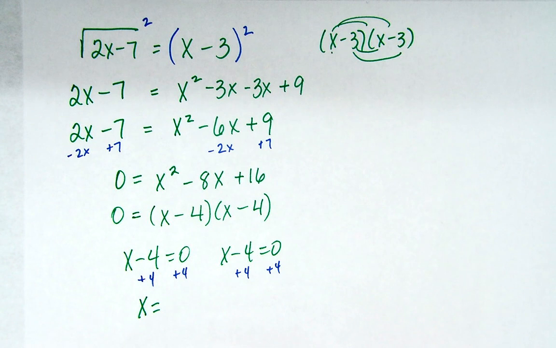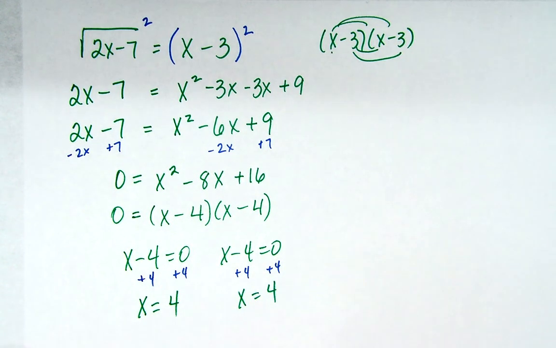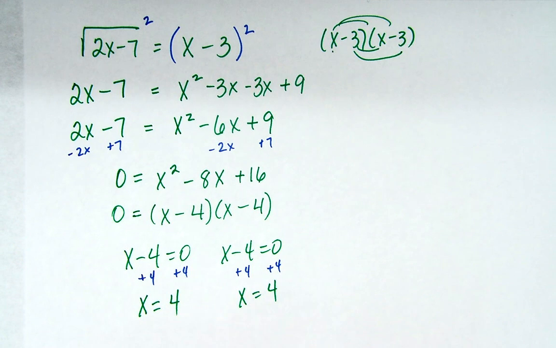So what does x equal? 4 and 4. So did I get two answers? Yes, they are the same. Is that allowed? Yes. Could they be different sometimes? Yeah. So what do I need to do next?